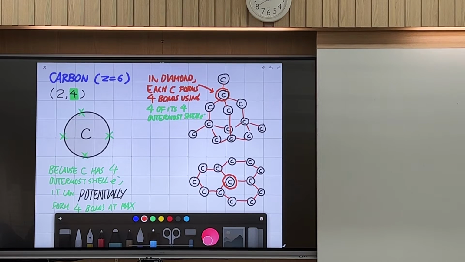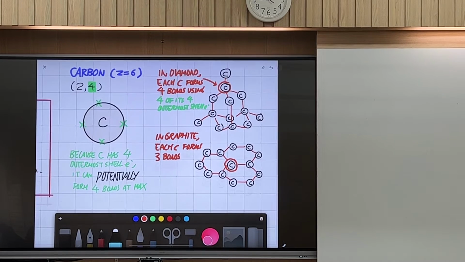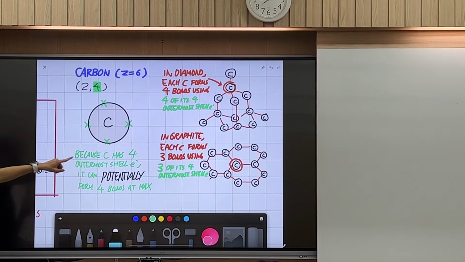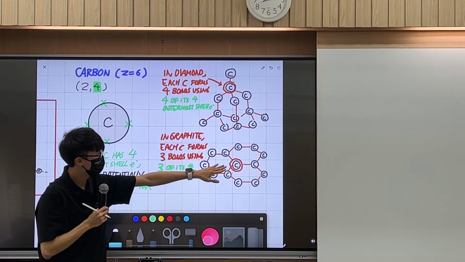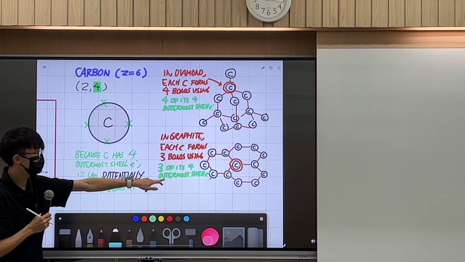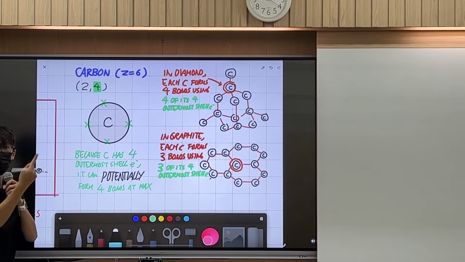So can you write down, in graphite, each carbon forms 3 bonds. So that means how many electrons is each carbon using? It's using only 3 of its 4 outermost shell electrons. That means there's a spare one. And what will happen to this spare one? It will become delocalized. Carbon could potentially use up all 4 of its electrons, but because it is forming only 3 bonds, it is only using 3 of its 4 outermost shell electrons. That means there is one that can be delocalized.